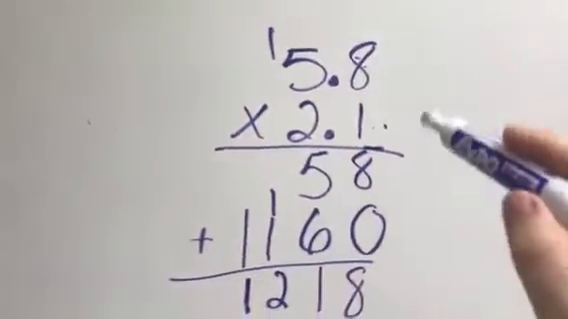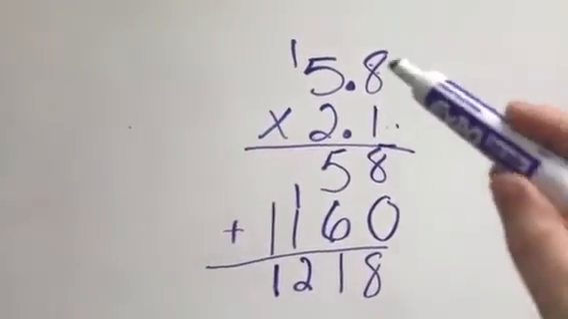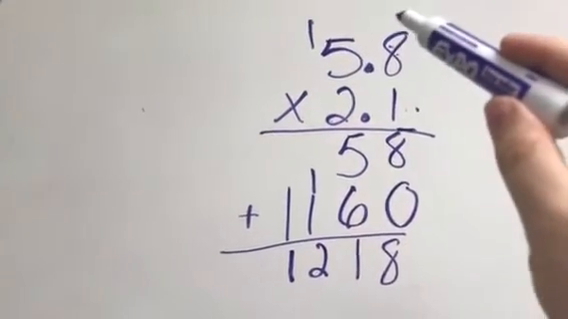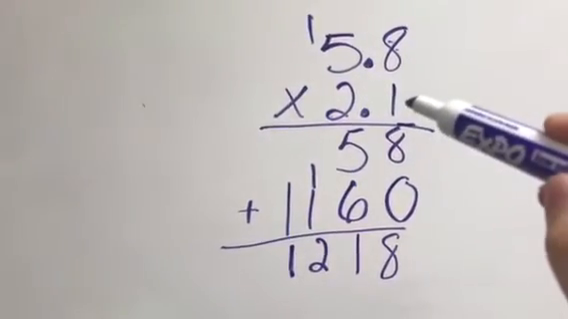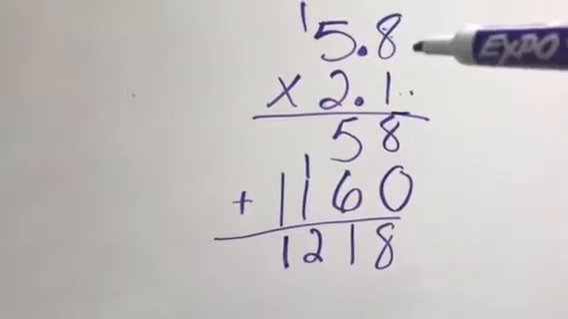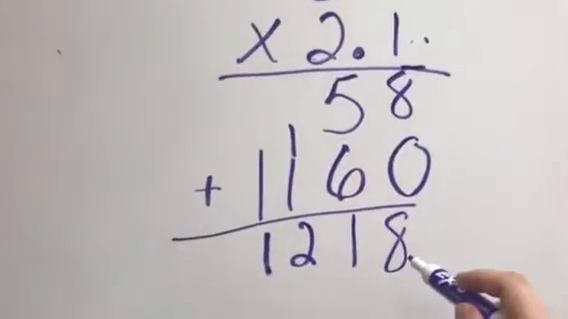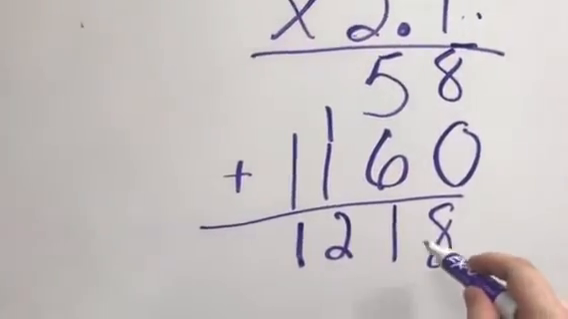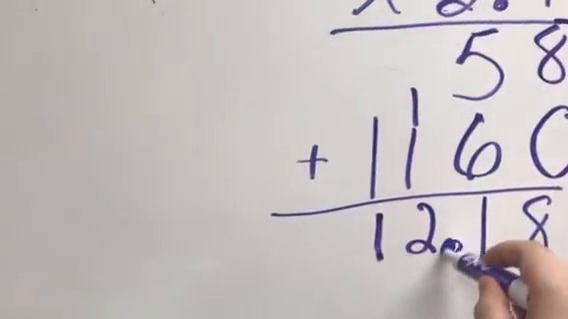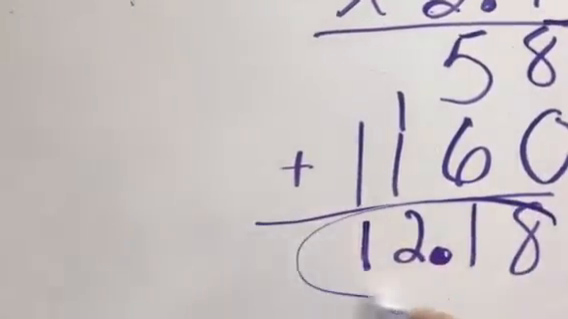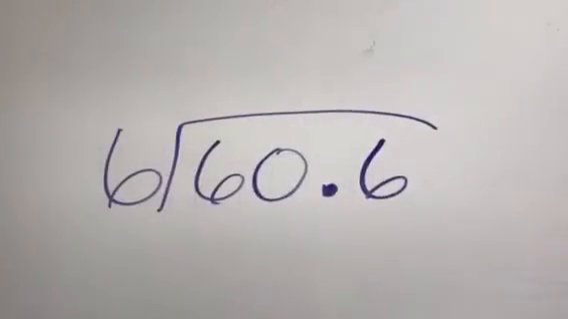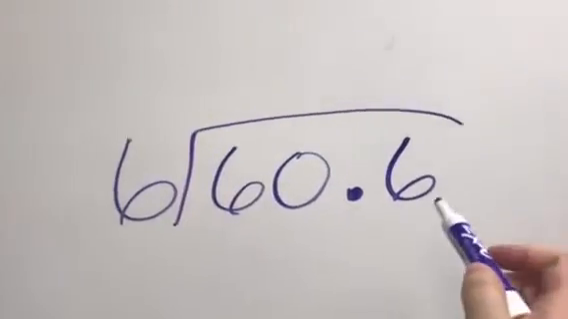Now, with multiplying decimals, you have to say, okay, how many decimal places did I have? I had one with the 8 and another one with the 1, so I have 2 decimal places. My answer has to have 2 decimal places. So here's 1, here's 2. I'm going to put my decimal right there. That's my answer.